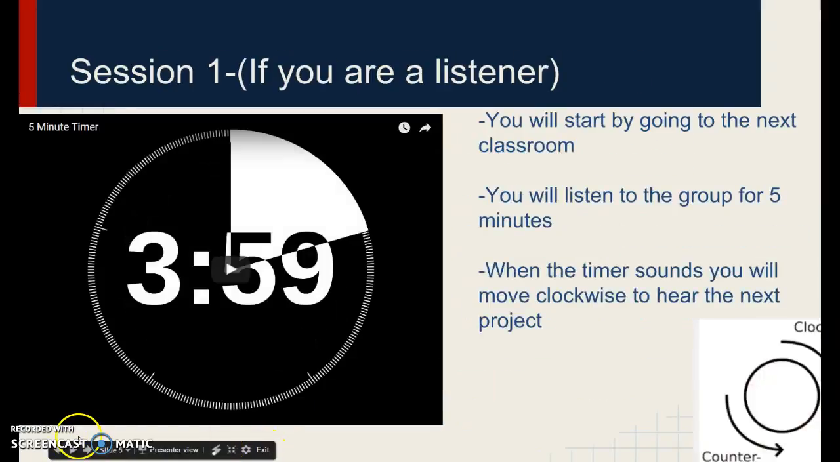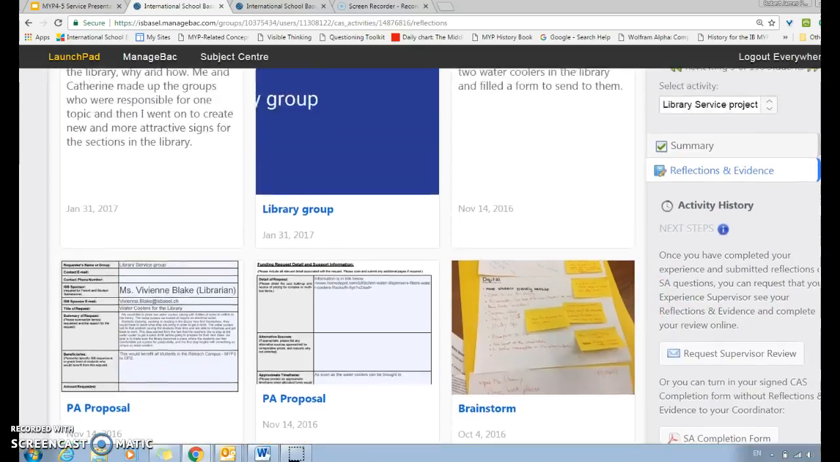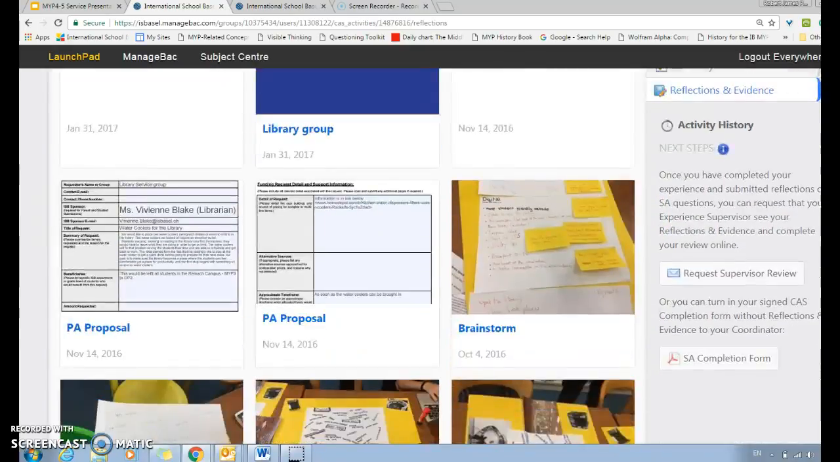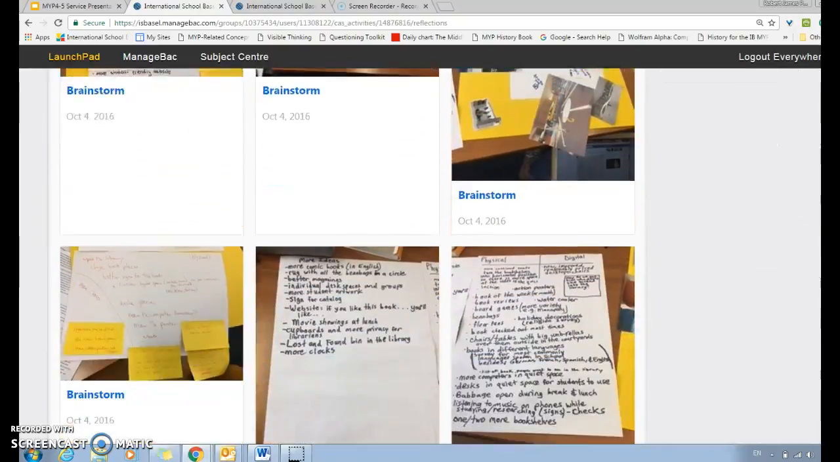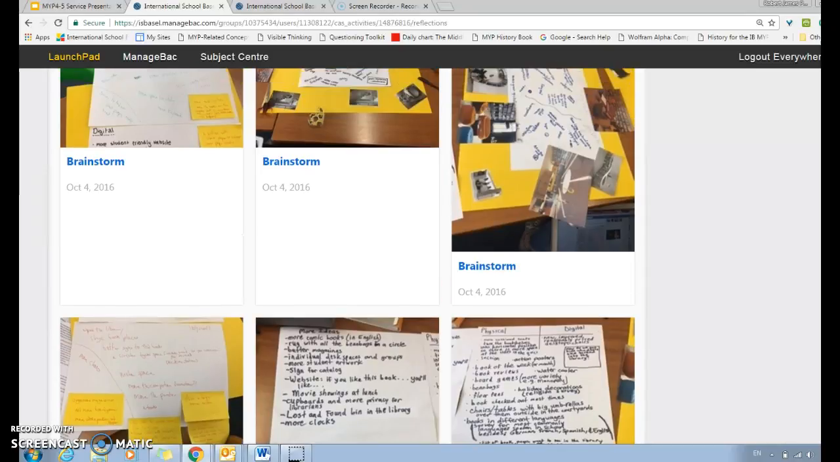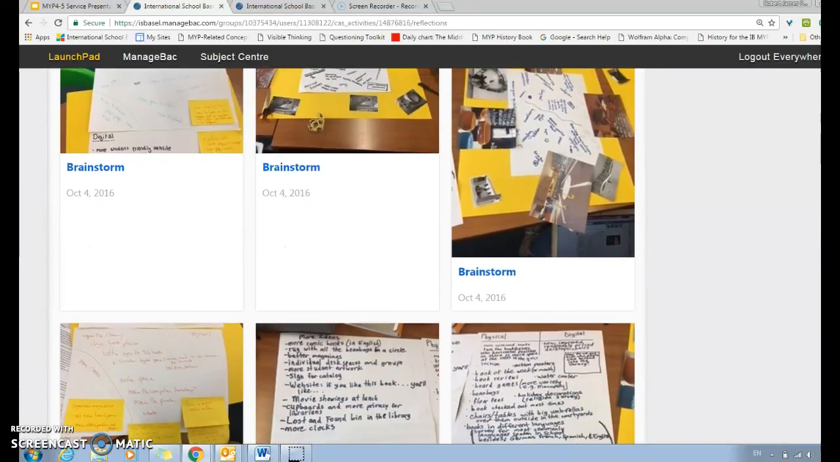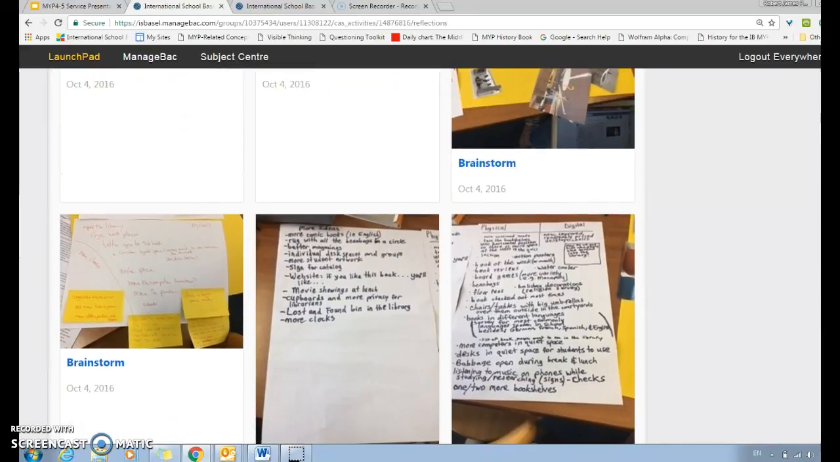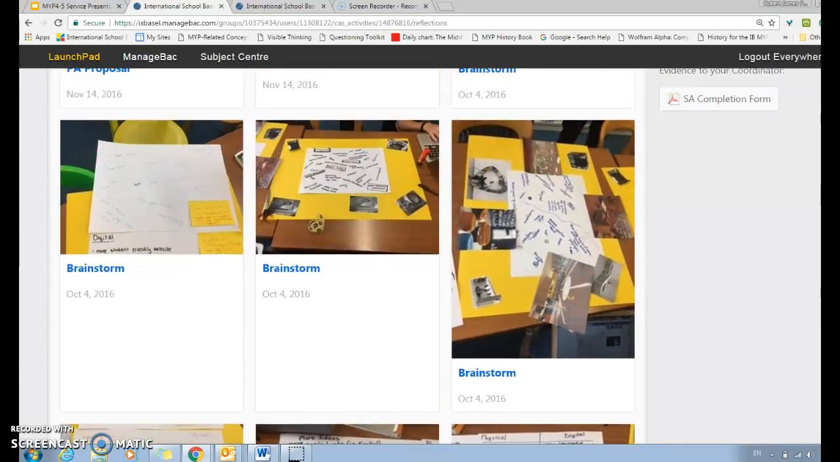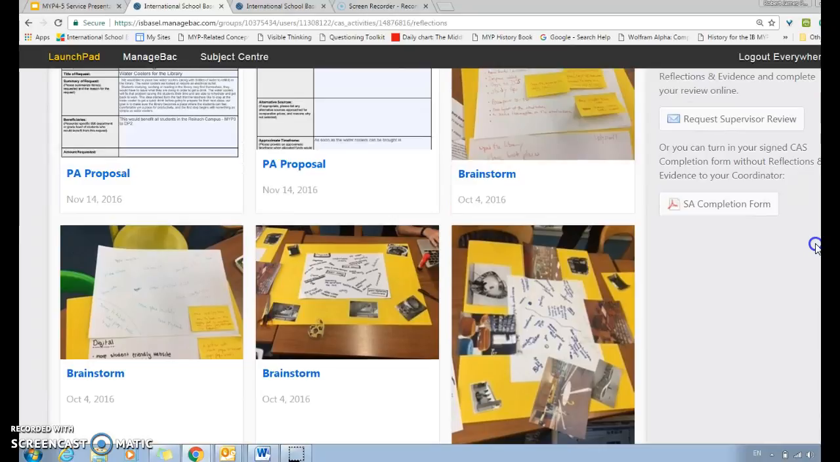One of the things that you might be thinking about is what can you share with them? I would really encourage you to use any of the resources that you've collected along the way of your project and use that to explain the process. How did your group get to where they are today? So this is some of the stuff from the library group, and you can see they're trying to make a plan to improve our library, and they did a lot of brainstorming. So they could use these posters in their presentations.